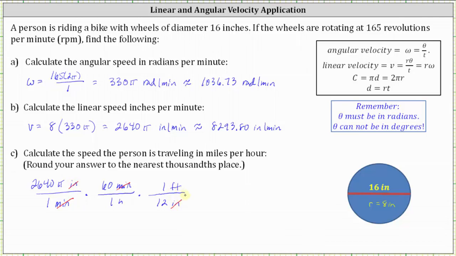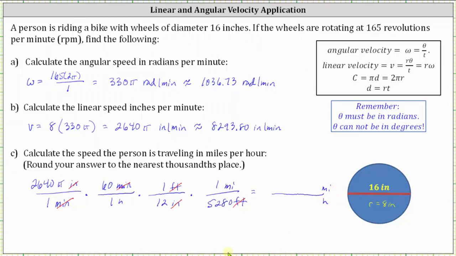And now we need to convert the feet to miles. 1 mile is equal to 5,280 feet. We need to multiply by the unit fraction of 1 mile over 5,280 feet. Notice how the units of feet simplify out. Now when we multiply, notice how we have miles in the numerator and hours in the denominator.